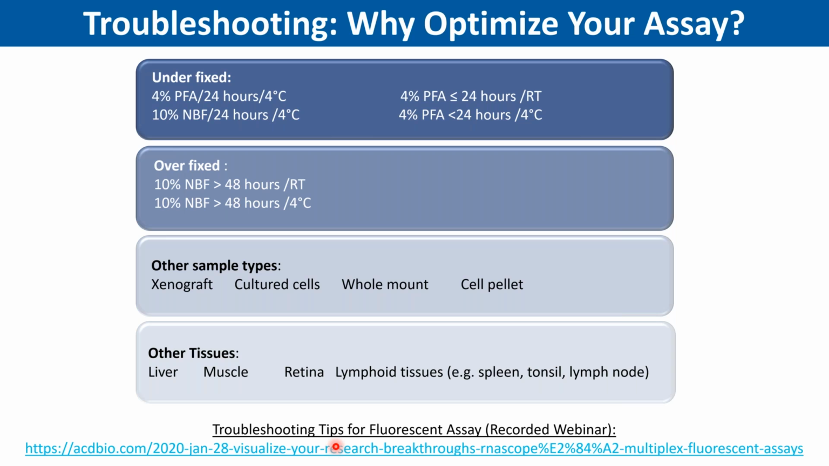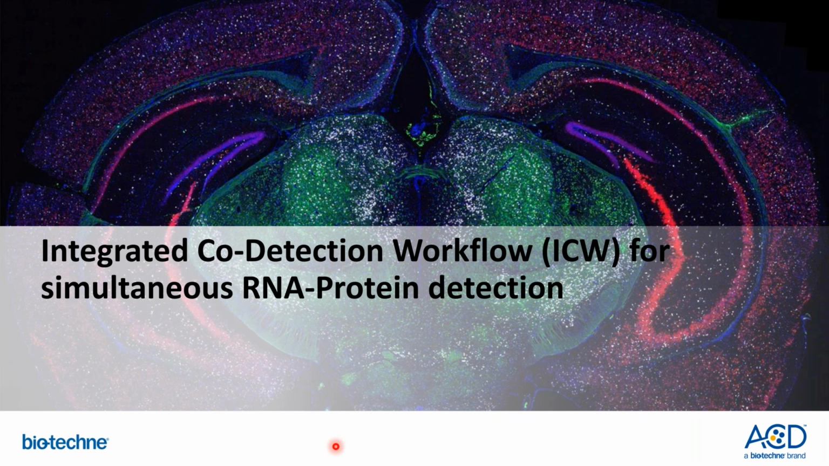So this was with regards to the Leica Bond RX platform for the fluorescent assay, and then some of the troubleshooting guidance. We'll now switch gears and look into the exciting new product that we have available, which is the integrated co-detection workflow for simultaneous RNA and protein detection.